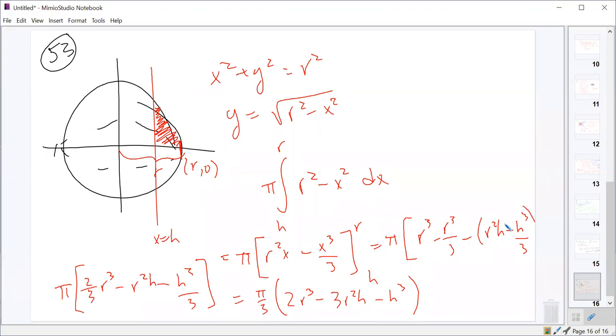Oh gosh, I didn't distribute my negative sign again. Plus, and that's a plus. But that's an answer choice: 2r cubed minus 3r squared h plus h cubed. Looks like choice A there.